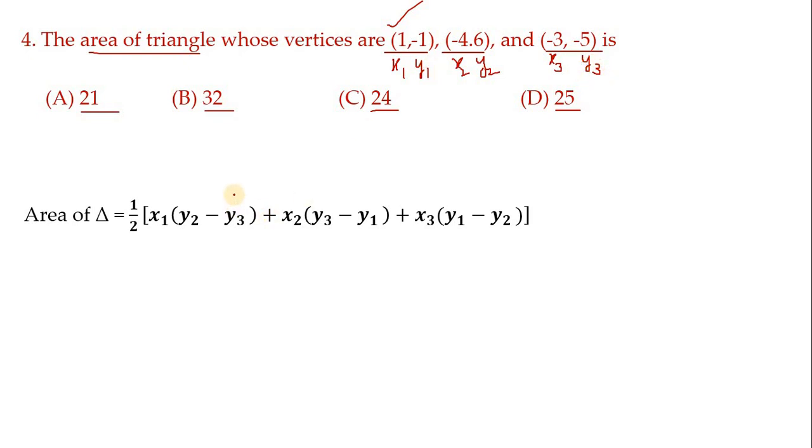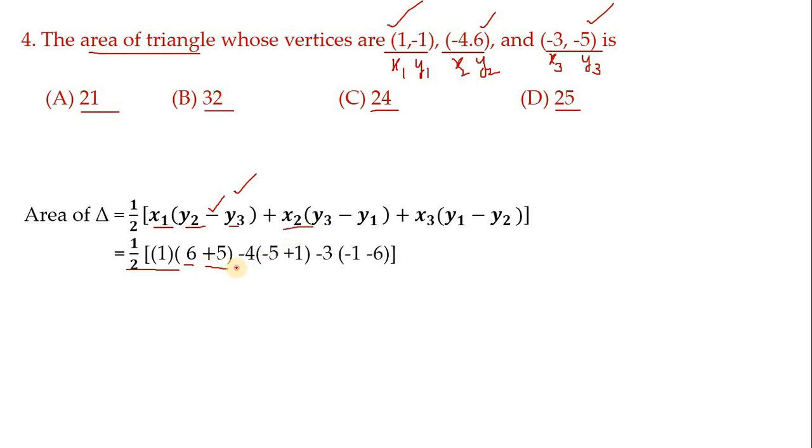Now let us substitute in this formula all the values, children. See here, half as it is. X1 value is how much? 1. Y2 value is how much? So that is 6. So Y3 value is how much? That is minus 5. So here also minus is there. So minus into minus, it will become plus 5.